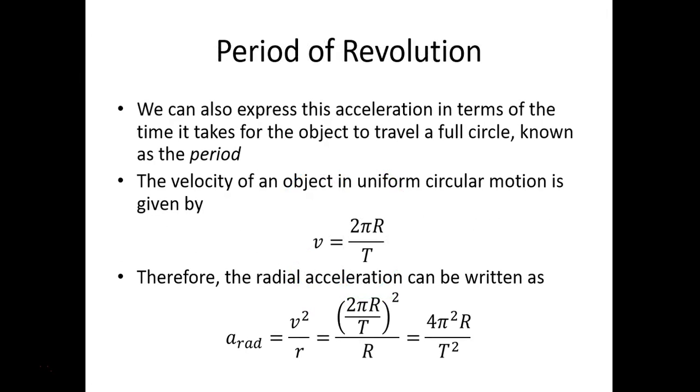Now, because we know that it's moving in a uniform circle with the same velocity around the circle, we can determine the velocity of the object by finding the circumference of the circle divided by the amount of time that it takes for the object to go around. And thereby we can rewrite the expression for the radial acceleration by plugging in this version of the velocity and simplifying. So if we square the top, we get 4 pi squared, r squared divided by r, which just gives you r, and then T squared in the denominator.